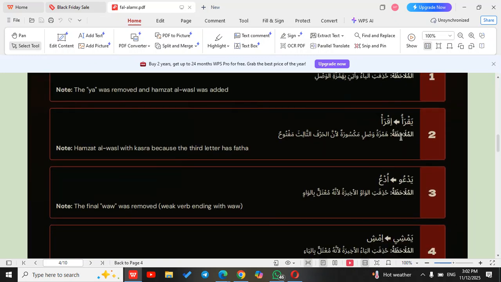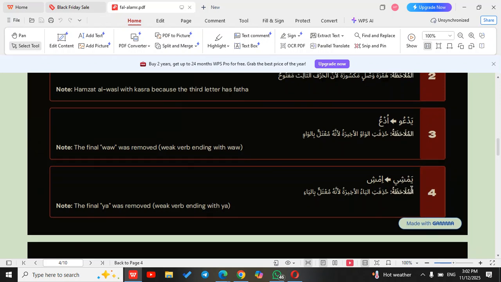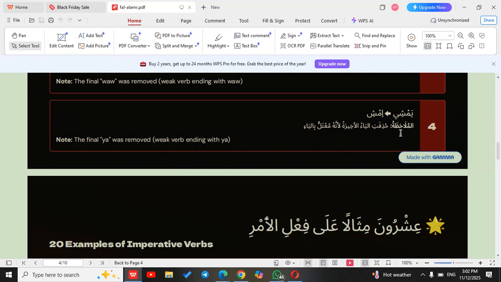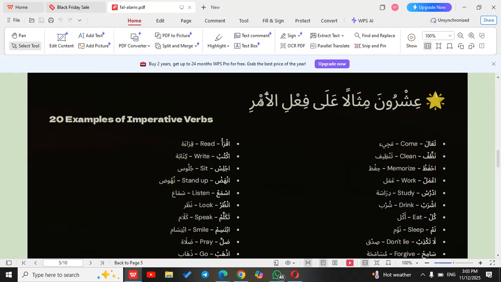Here also we have yakrahu, which is mudari'. Then when we want to change it to amr, we remove the yaa and we replace it with hamza. Here also yad'u, it was replaced with alif hamza, and yamshi, it was replaced with alif hamza by removing the yaa. Now فهذه 20 مثالا على فعل الأمر. So these are 20 examples of imperative verbs.